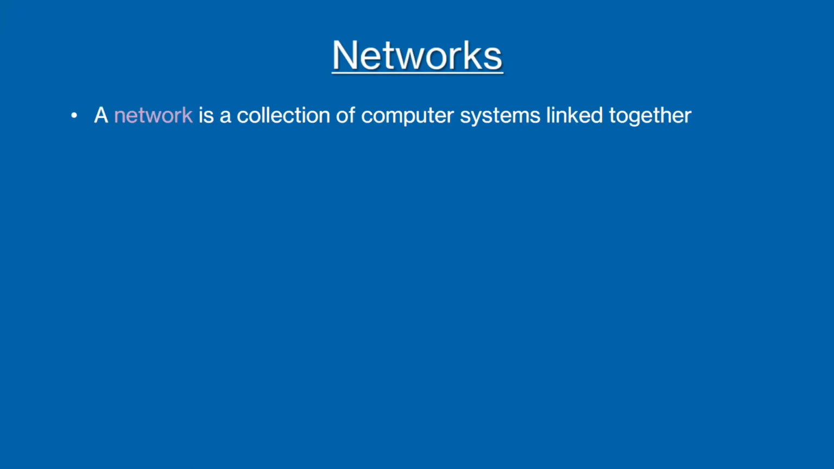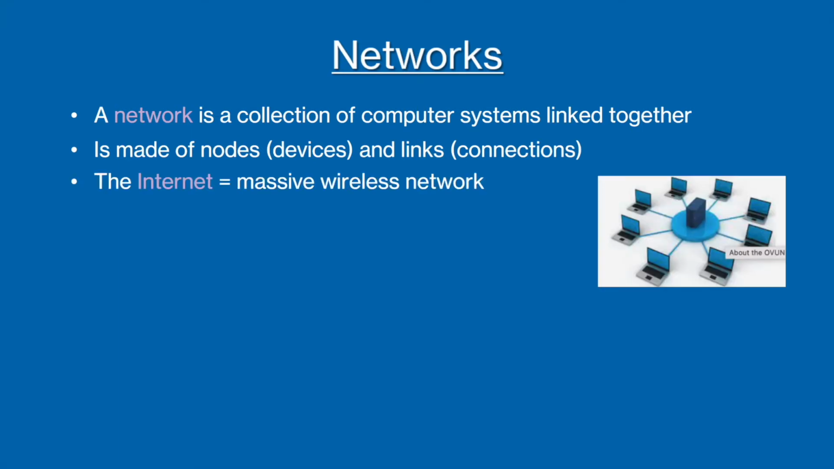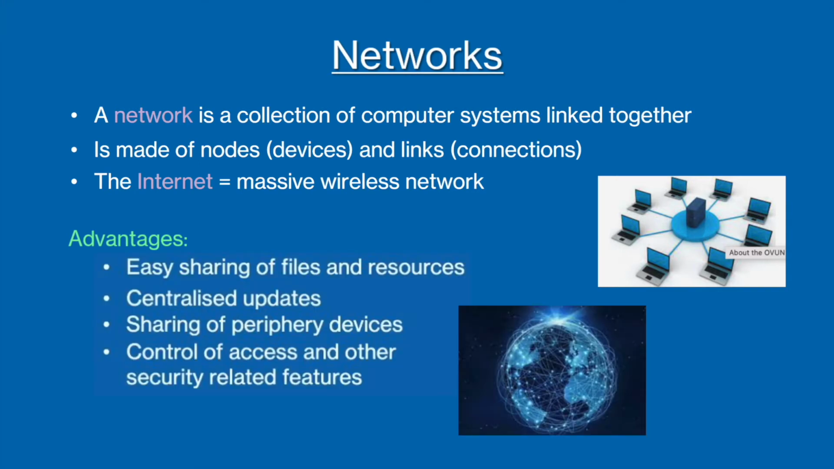To start off with, what exactly is a network? A network can be defined as a collection of computers linked together. It is made up of nodes, which are computers, and links, which are the connections, whether cabled or wireless. The advantages of networks include the fact that it is easy to share files and resources between the computers on the network. Also, updates and management are made easy as they are done centrally.